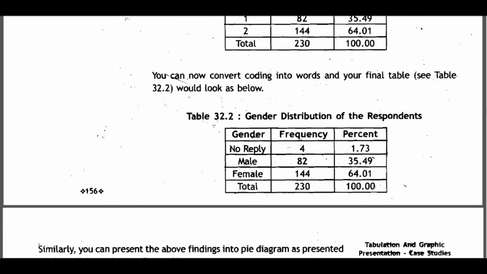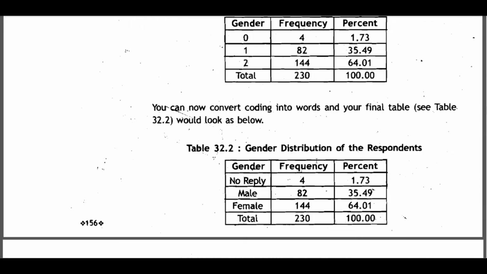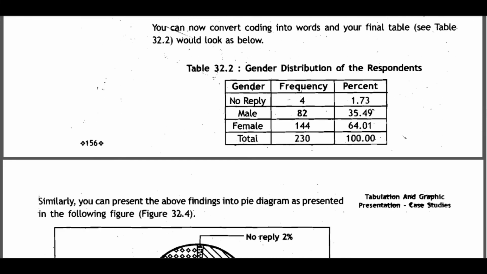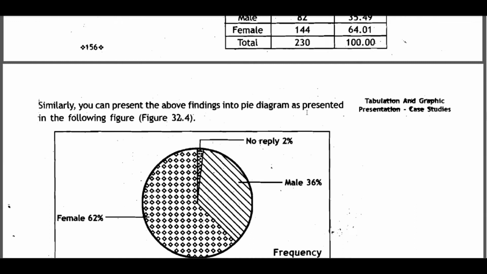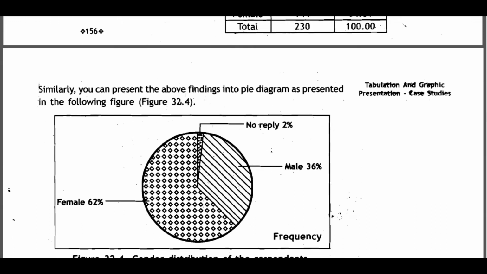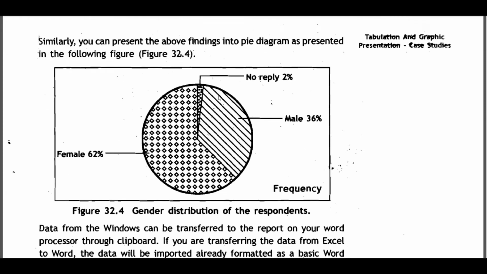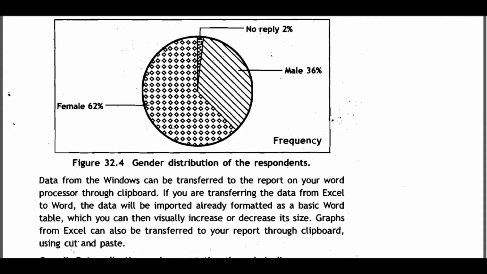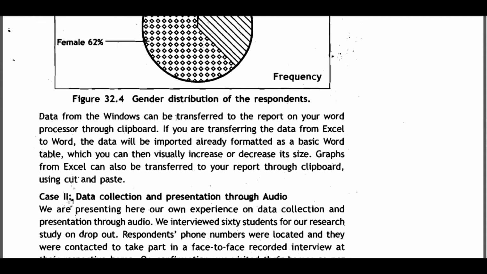Okay, this is no reply. Male, female, total frequency is the number of people who responded. That's a total of 230. Similarly, you can present the above finding in a pie diagram as presented in the following figure. It's 2% no reply, male 36% and female 62% is the frequency, gender distribution.